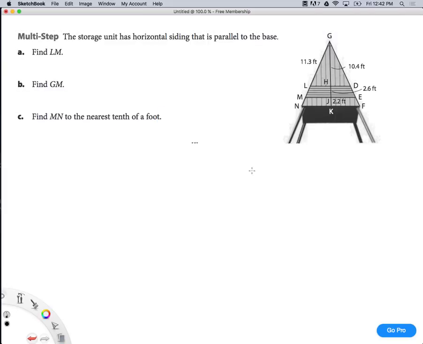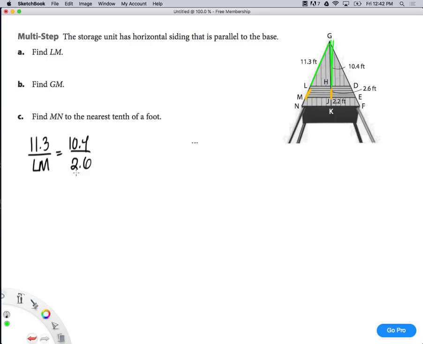So again, it has horizontal siding that's parallel to the base. Okay, cool. So I've got my parallel lines. It says find LM. Well, I've got these green sides. The first thing is I have to check what I have. Well, I have this side and this side. I don't have LM. That's what it's asking me to solve for. But I do have this side is 2.6. So I do green over yellow. So 11.3 over LM equals 10.4 over 2.6.